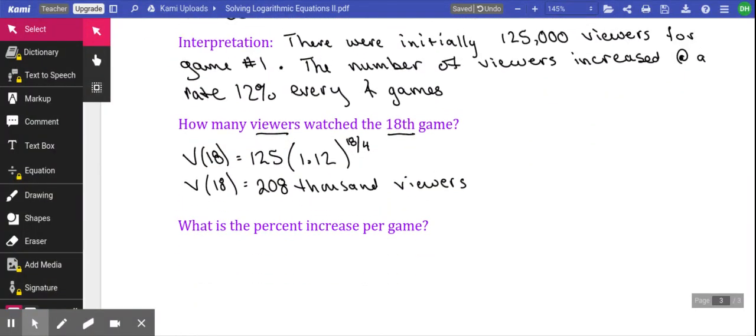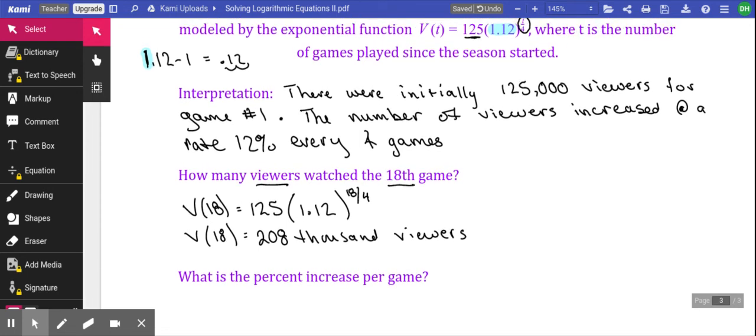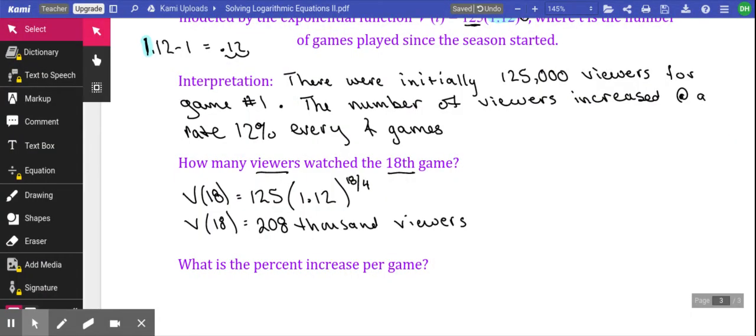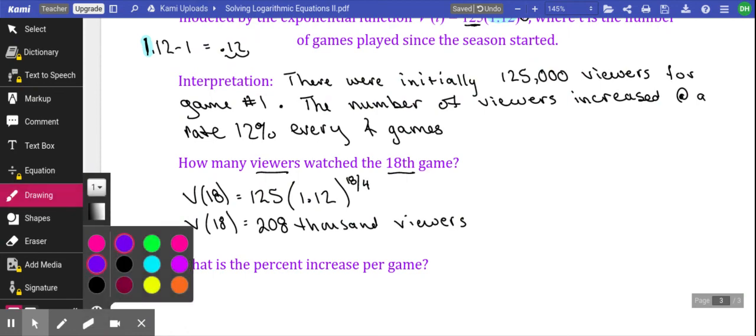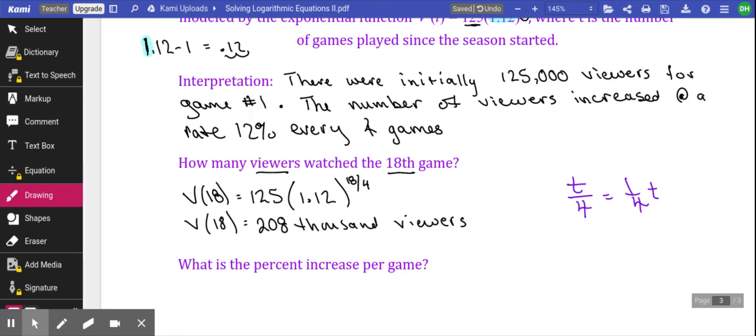Okay, so this is the really challenging part. What was the percent increase per game? We know it went up 12% every 4 games, but what percent was it each individual game? It starts off with this idea that you could take the exponent t divided by 4 and rewrite that as 1/4 times t, okay? And what we're going to do is rewrite the original equation. We're going to say V of t is 125 times 1.12 raised to the 1/4, in parentheses, raised to the t. So we're kind of separating the 1/4 and the t from each other.